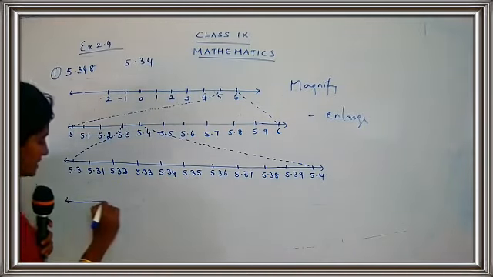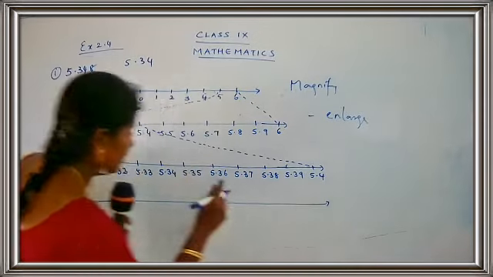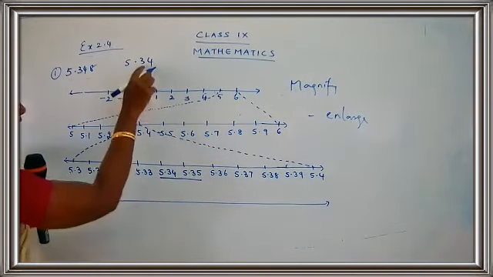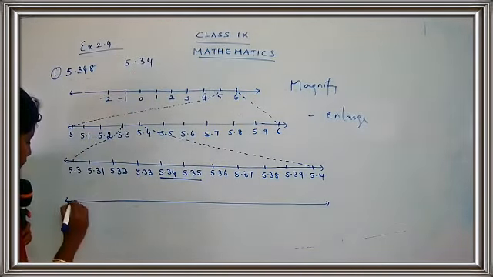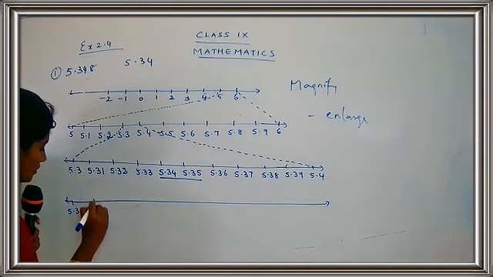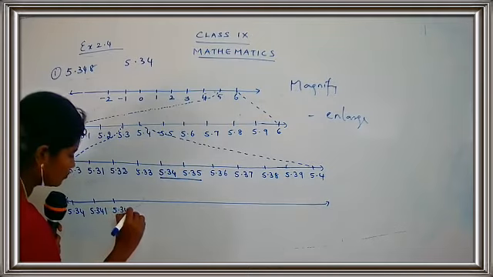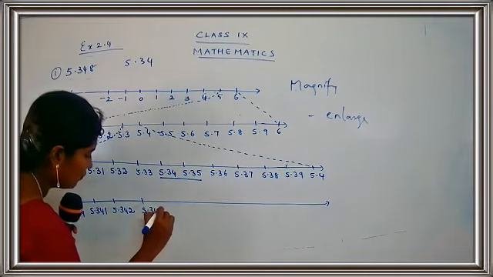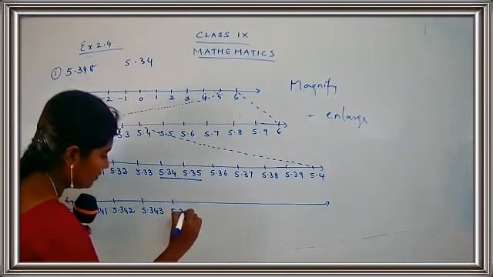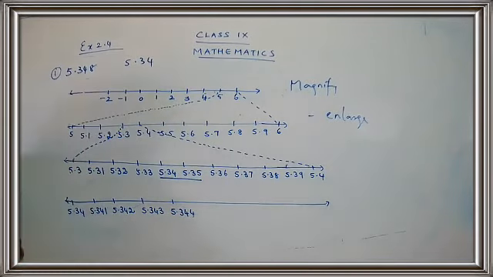Let's go for the last step. Draw a number line. Which number are you going to magnify? 34 and 35. So 5.34, 5.341, 5.342, 5.343, 5.344. Do not make mistakes when you write the numbers, children. Be careful. Just go on adding the numbers.